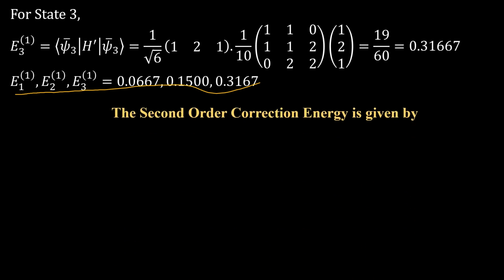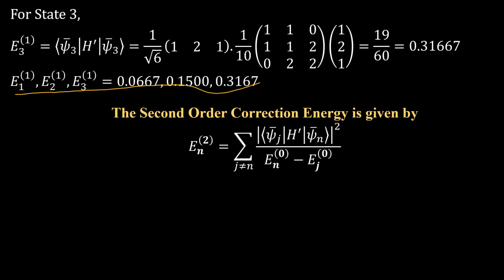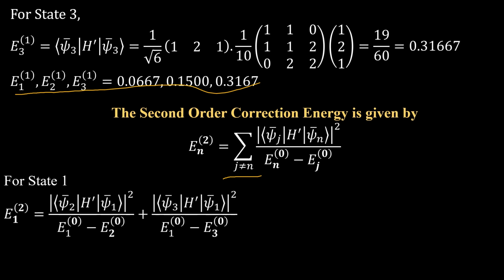Now let's solve for the second order correction energy. Don't forget, our formula for the second order correction energy is given by this. This is very important: j is not equal to n. We have 3 states here: the ground state, the first excited state, and the second excited state. Since we have 3 states, we are going to substitute for n equals 1, n equals 2, and n equals 3. Starting from n equals 1, our first state should be given as this. Mind you, if n is 1, then j can only take values of 2 and 3.